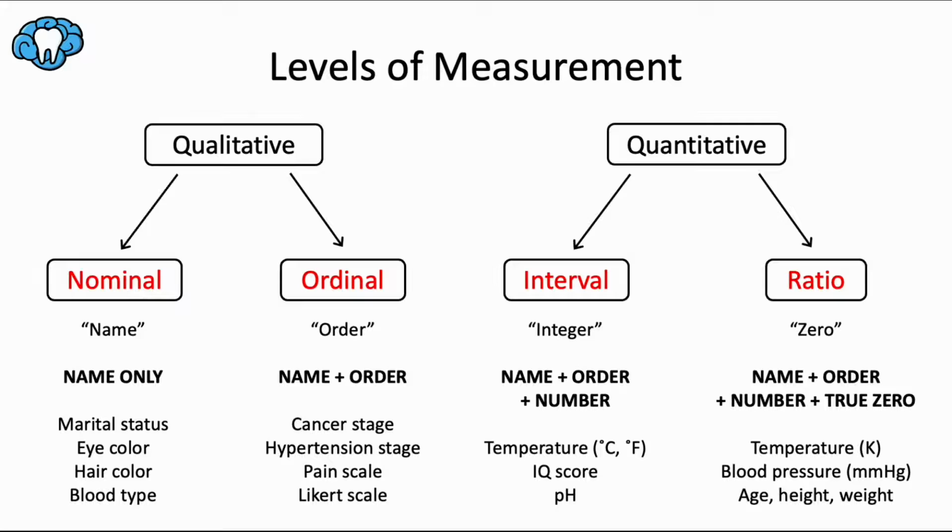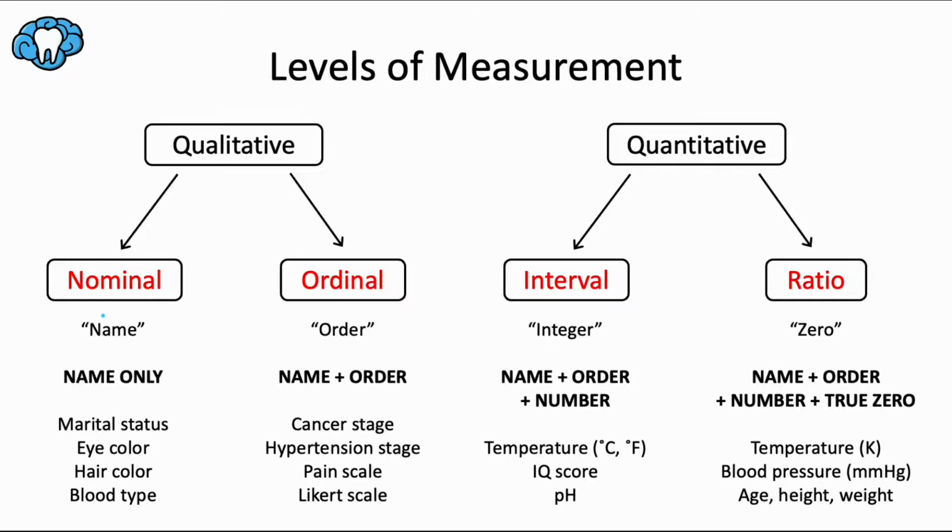Generally speaking, we can break these variables down into 4 categories depending on the set of data that they provide for us. These are referred to as the 4 scales or levels of measurement. Qualitative or categorical variables are on the left, and these are your descriptions, and quantitative or continuous variables are on the right, and these are your numbers.